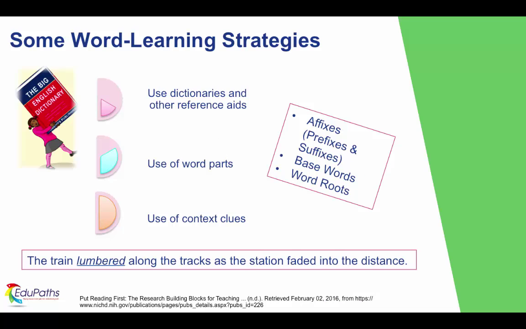Here are a few examples of some specific word learning strategies. Use dictionaries and other reference aids that are carefully selected, specific to the age and the level of the children you teach. Use word parts in your teaching, such as affixes, base words, root words. And teach students how to use context clues, such as in the sentence you see here.